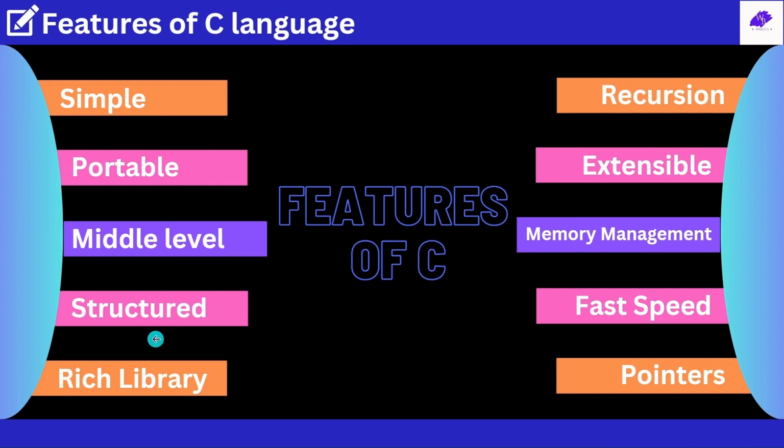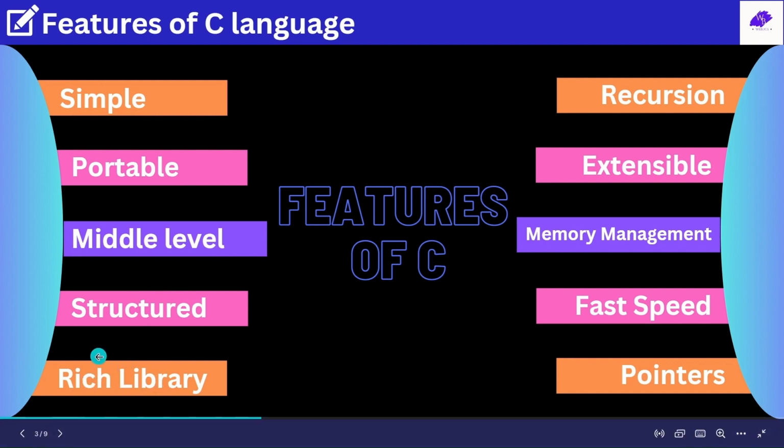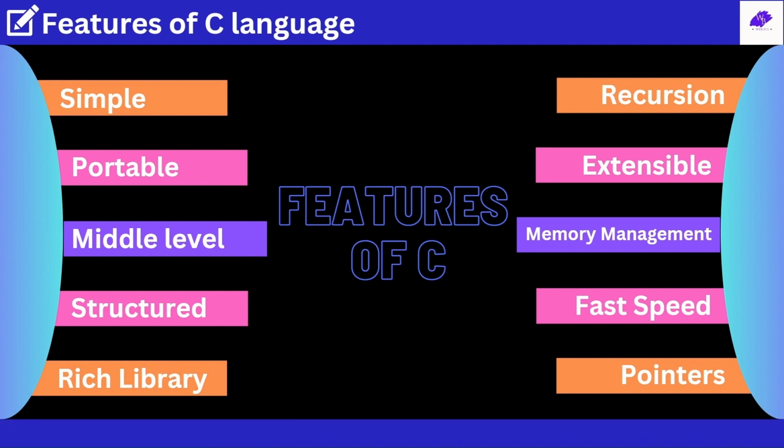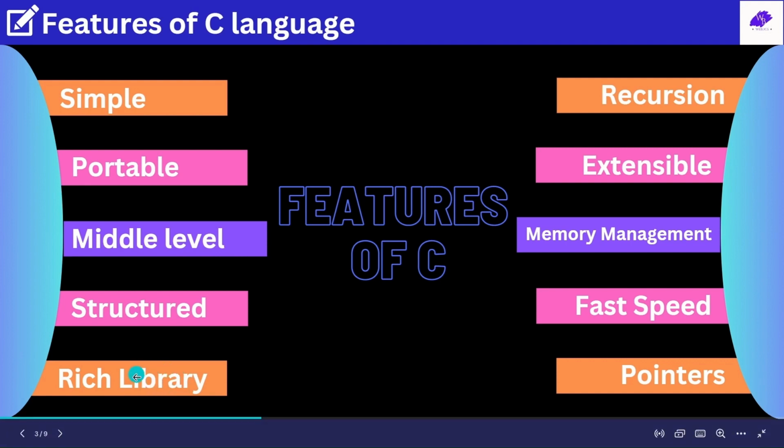It is a structured language. It means the C program is divided into structures, and it also has a very rich library. There are various libraries in C, so you can use them directly to run your program and execute many functions. Like if you are using the printf function in C language, you do not have to write the logic behind the printf function. You can directly run the printf function by using its library, that is the input or output library.